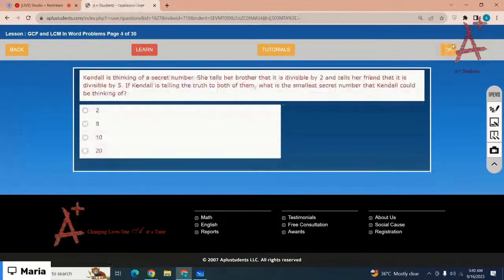Kendall is thinking of a secret number. She tells her brother that it is divisible by 2 and tells her friend that it is divisible by 5. If Kendall is telling the truth to both of them, what is the smallest secret number that Kendall could be thinking of? Smallest number, that means again you have to calculate the least common multiple, and both 2 and 5 are prime, so you have to do 2 times 5. Very good. That would be 10. The correct option is 10.